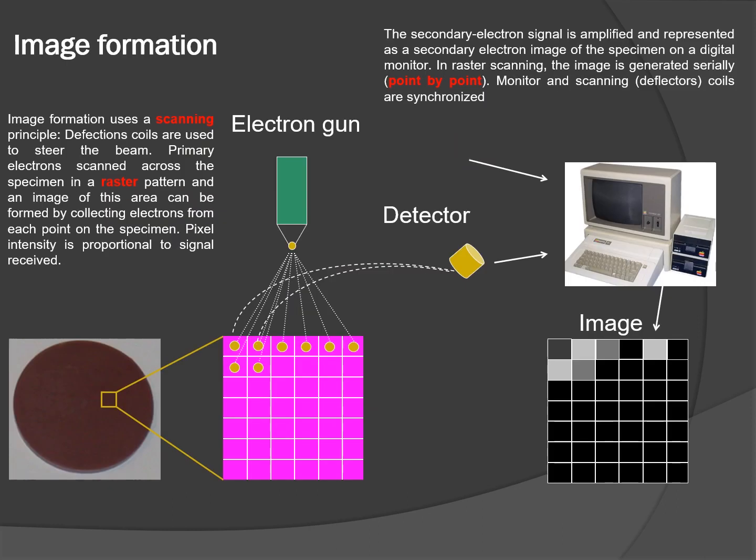Image formation uses a scanning principle. Deflection coils are used to steer the beam. Primary electrons scan across the specimen in a raster pattern, and an image of this area can be formed by collecting electrons from each point on the specimen. Pixel intensity is proportional to the signal received. The secondary electron signal is amplified and represented as a secondary electron image of the specimen on a digital monitor. In raster scanning, the image is generated serially, point by point. The monitor and scanning deflection coils are synchronized.